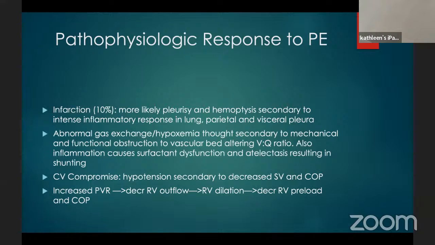Cardiovascular compromise: patients can be hypotensive, secondary to decreased stroke volume and cardiac output. And by definition, heart rate times stroke volume equals cardiac output. When the stroke volume and cardiac output are low, the heart rate increases to compensate, which is why we see tachycardia in pulmonary embolism.